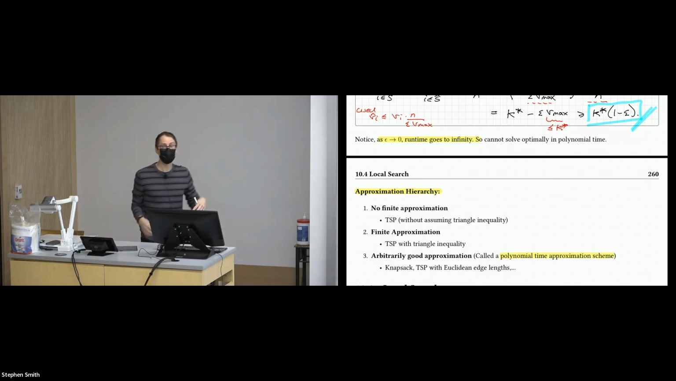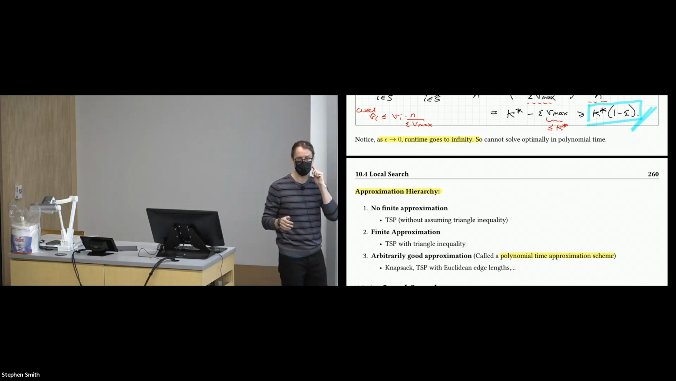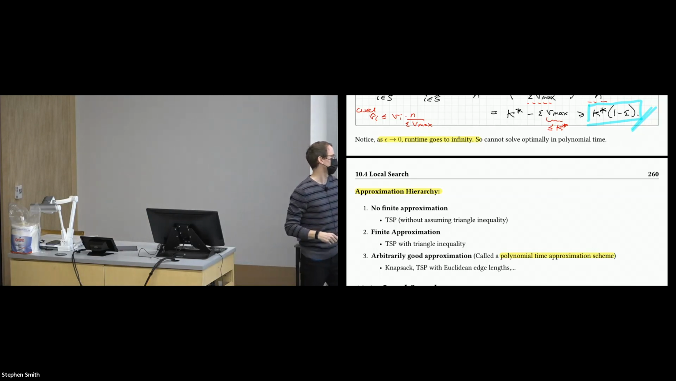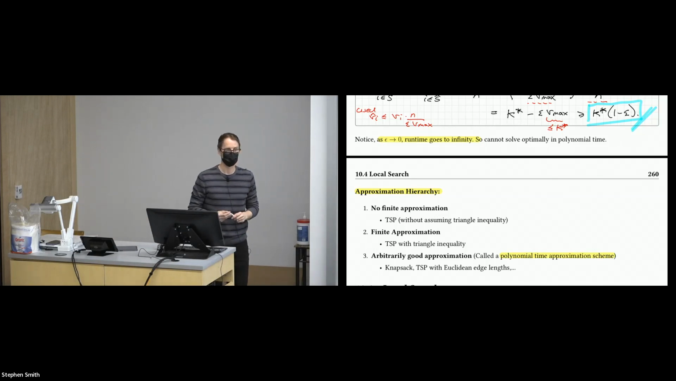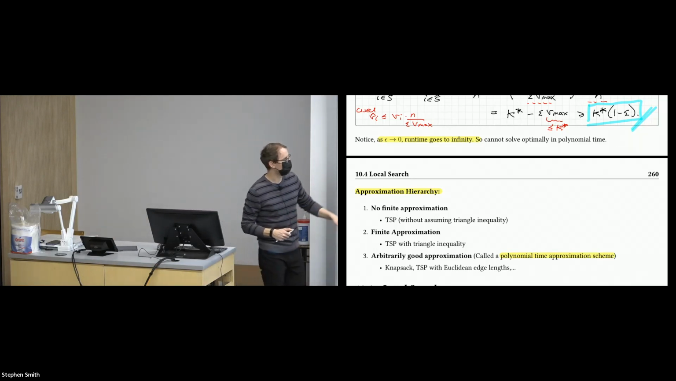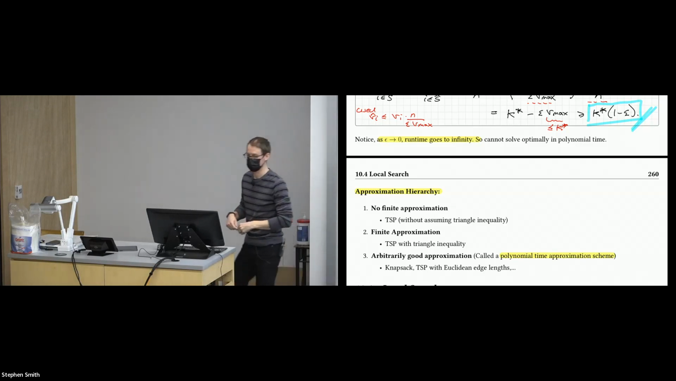And there are a few of these problems. They're still hard problems, right? Their search version is still NP complete, but that includes Knapsack without repetition. It also includes TSP with Euclidean edge lengths, a special case of the TSP with triangle inequality. But most problems don't have these PTAS algorithms, polynomial time approximation schemes.